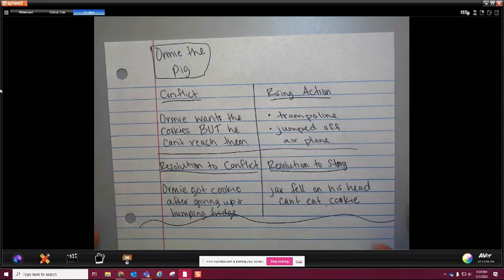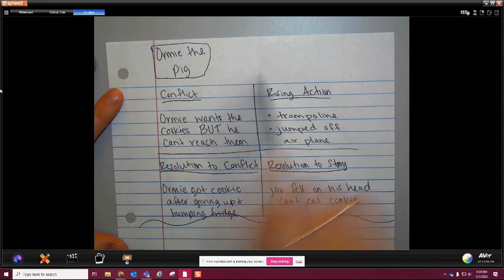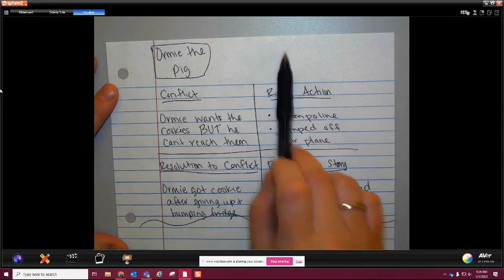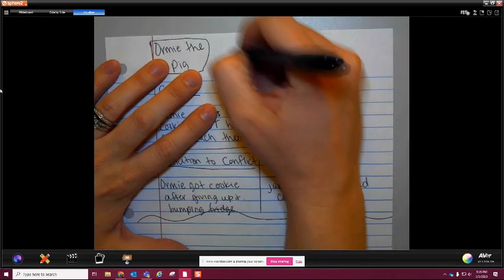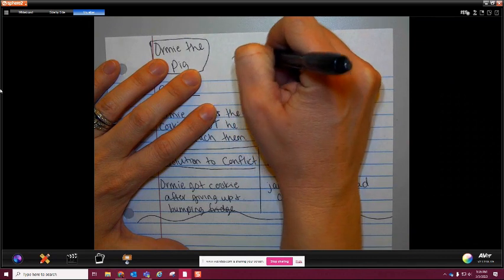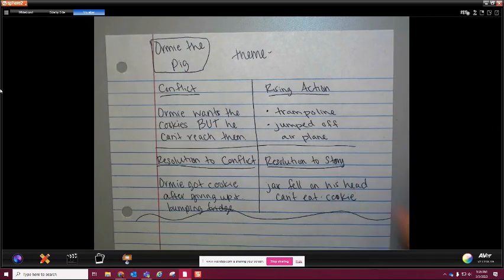Okay? All right. Last little thing I want you to do is on some section here. I don't really care which section you have. I'm going to put mine up here, but if you only have room over here, you can do that. We are also going to add the theme to this. So if we think about what the theme is for Ormy the Pig, we want to think, what was the lesson that he learned? And when I say that, what is the lesson that he learned?